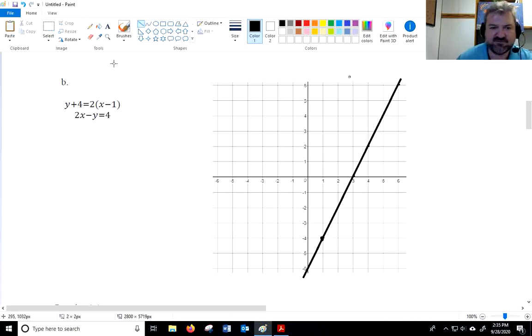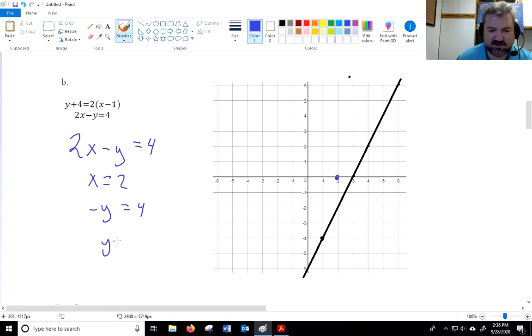All right, let's try the next one. All right, I've got 2x minus y is equal to 4. Well, let's see here. We can get the x-intercept. The x-intercept is 2, right? And the y-intercept, if I solve negative y equals 4, I get y equals negative 4. And we can draw the line through there.